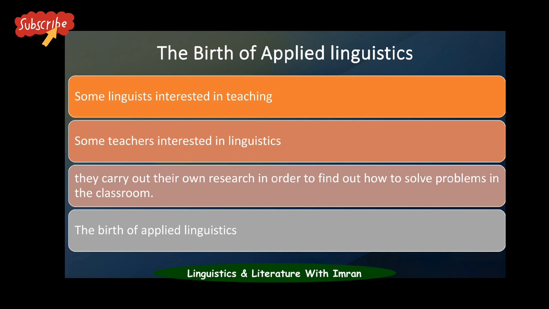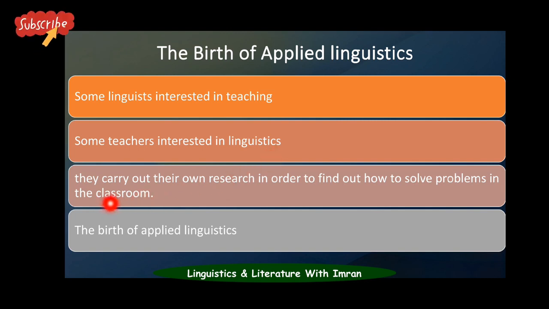On the other hand, if a teacher is also interested in linguistics, he or she will say, let me find out the solution of this problem myself, because the teacher is also a linguist. So they will try to find a solution. In this way, applied linguistics is born, or this is the birth of applied linguistics. I hope you got it, right? Some linguists take interest in teaching, and some teachers take interest in linguistics. So these linguists are also teachers, and these teachers are also linguists.